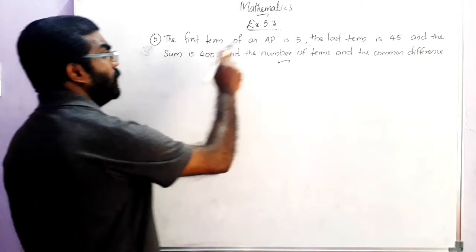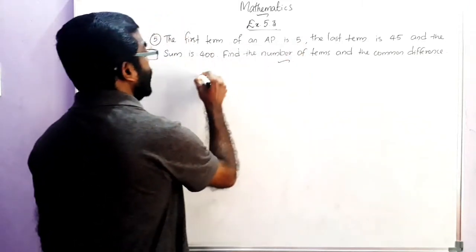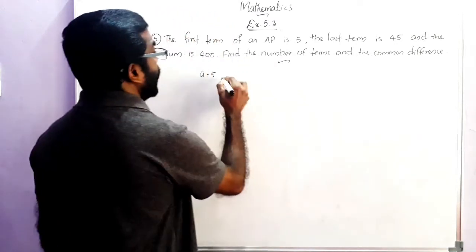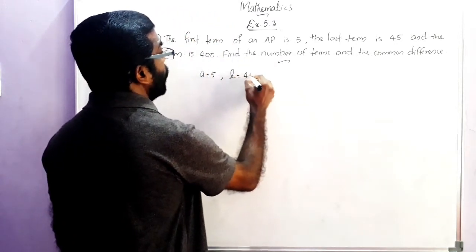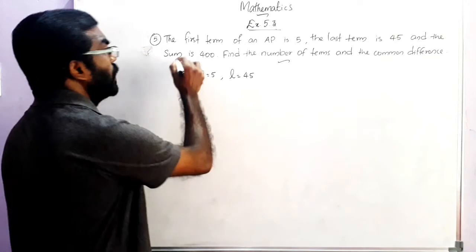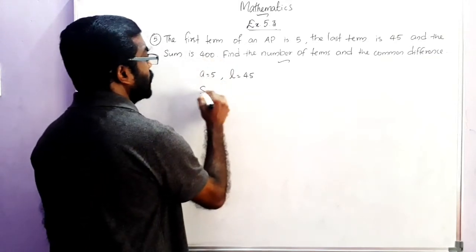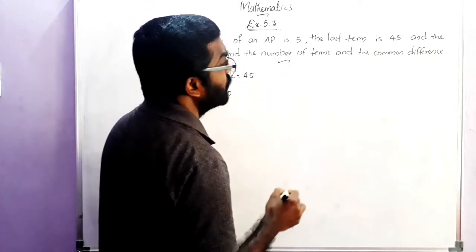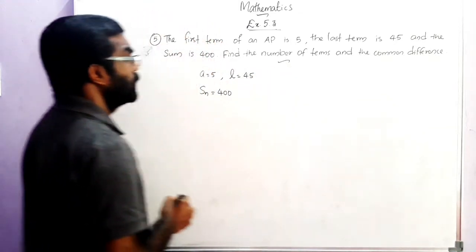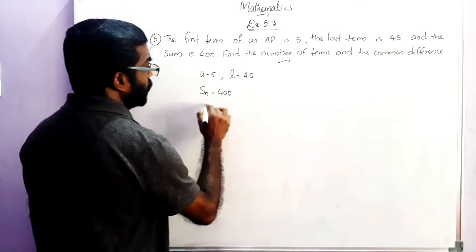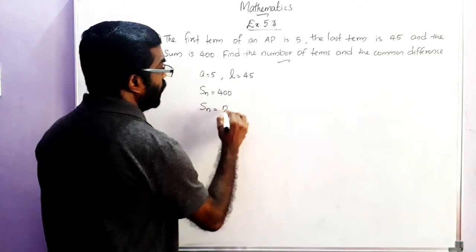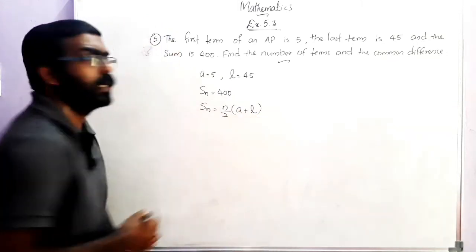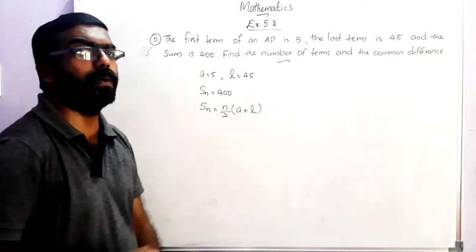The first term of an AP is 5, that is a is equal to 5. The last term is 45, that is l is equal to 45. And the sum is 400, Sn is equal to 400. Find the number of terms and the common difference. So here we can use the formula Sn is equal to n by 2 into a plus l.